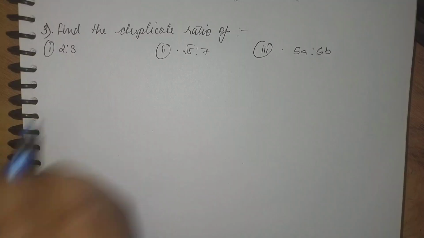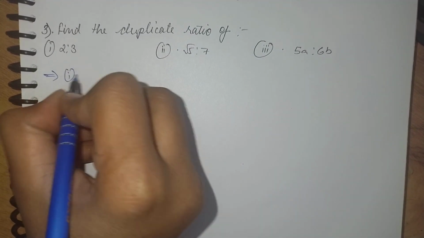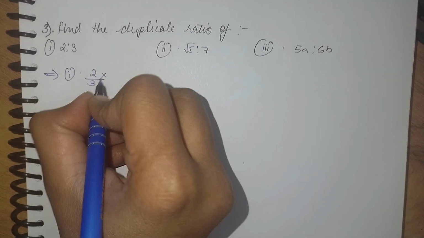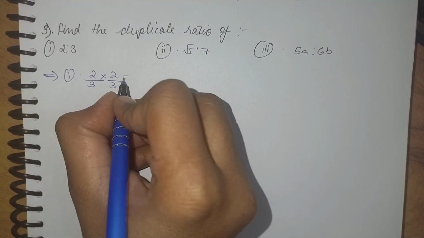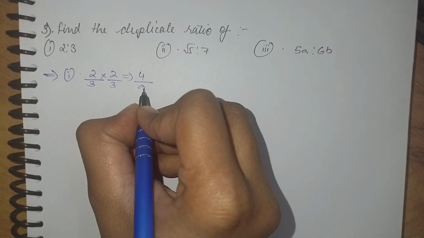Solve question number 3, first part. Here we have to find the duplicate ratio. So for solving the first part, 2 by 3, we will take the square of that only, we will multiply here for making it a duplicate ratio. So it will become 4 by 9.